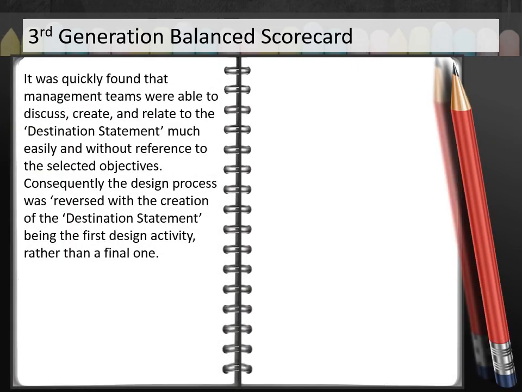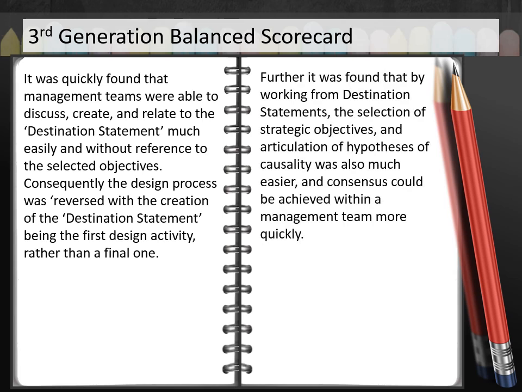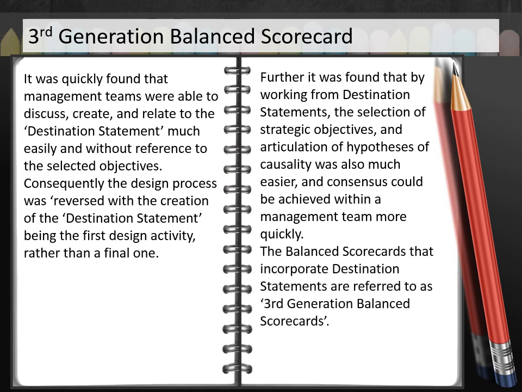It was quickly found that management teams were able to discuss, create, and relate to the destination statement much easier, and without reference to the selected objectives. Consequently, the design process was reversed with the creation of the destination statement being the first design activity rather than a final one. Furthermore, it was found that by working from destination statements, the selection of strategic objectives and articulation of hypotheses of causality was also much easier, and consensus could be achieved within a management team more quickly. The balanced scorecards that incorporate destination statements are referred to as third-generation BSE.